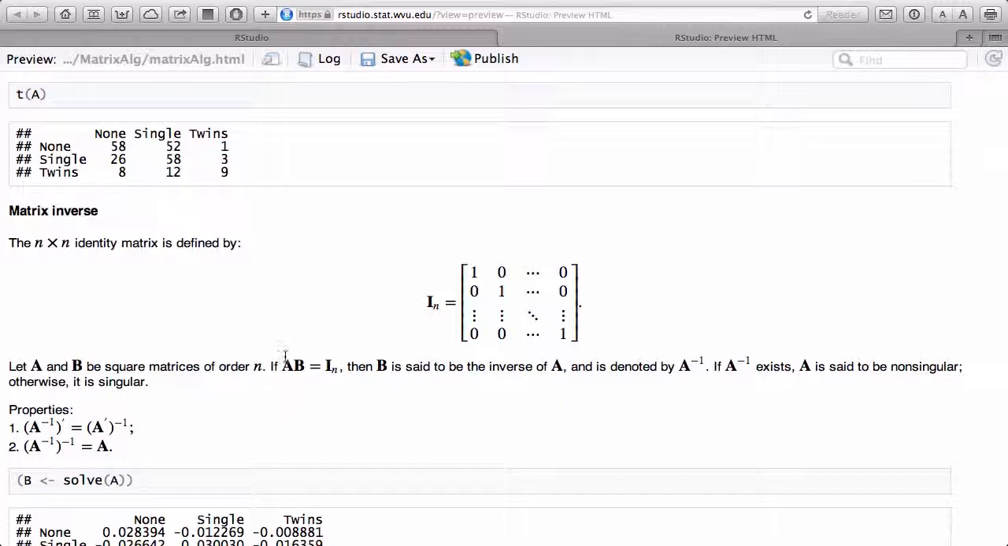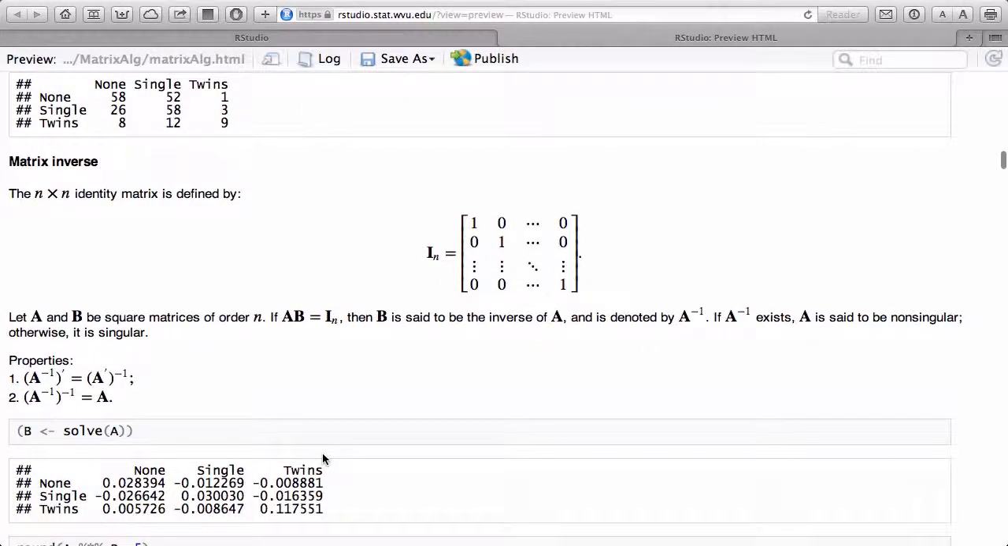If I have a matrix A and I ask, is there a matrix B such that A times B equals the identity matrix? The identity matrix looks like this. It has all 1s on the diagonal and 0 every place else. So if AB equals the identity matrix, then B is said to be the inverse of A, and we denote it by A to the minus 1. That's one way it's represented. Depends on the book. But A to the minus 1 would be the inverse of A.